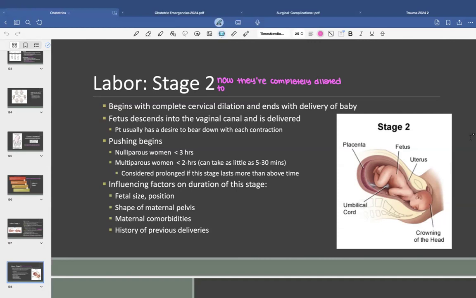Some of the influencing factors on the duration of stage 2 are related to the position of the fetus, the fetal size, the shape of the maternal pelvis, which we're going to go into. If the mom has any comorbidities, does she have high blood pressure, does she have gestational diabetes? And also, what is her history if she's delivered before? So these are things that will influence how long this stage lasts.